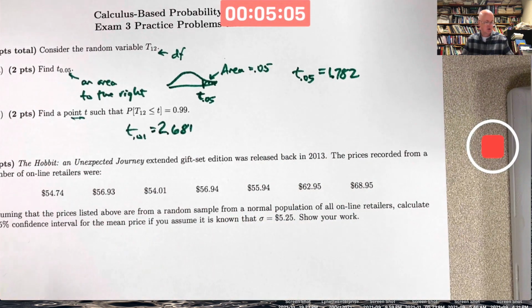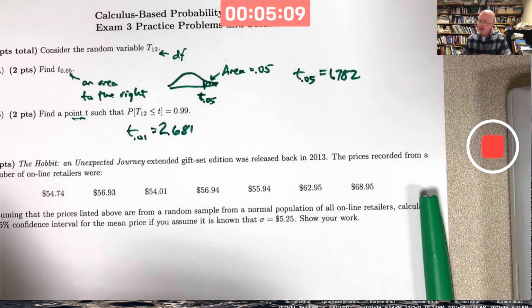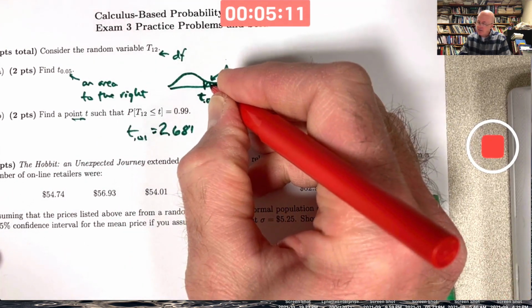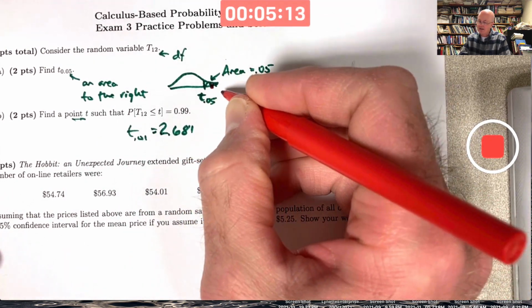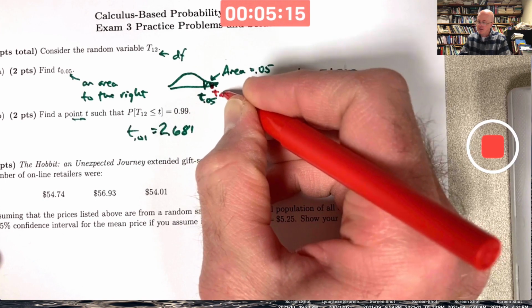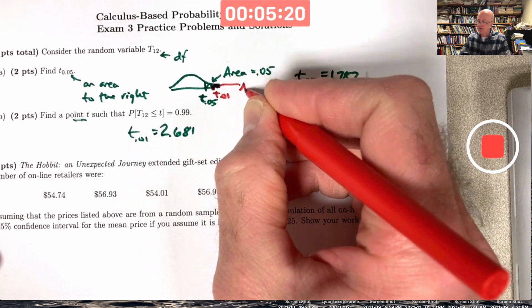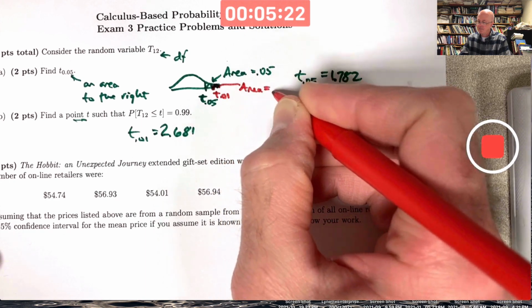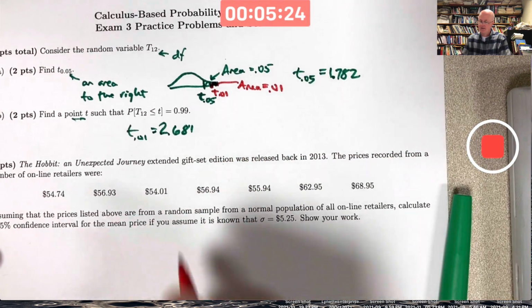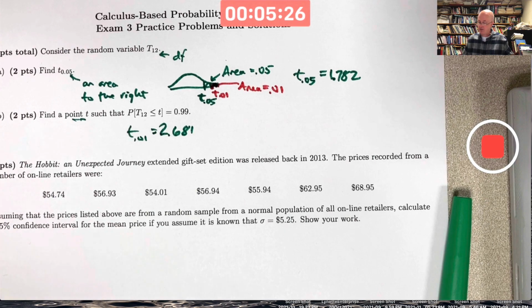Okay, it's still the same distribution. It's still the same picture. It's still a t-distribution with 12 degrees of freedom. But now I'm after t sub 0.01. That's got to be further to the right of t sub 0.05, because the area to the right of that has to be smaller than 0.05. It has to be 0.01. Okay, that's what we get. You can check that with the table as well.